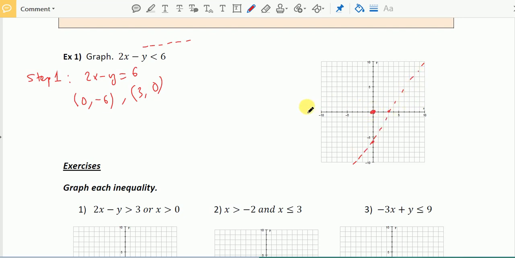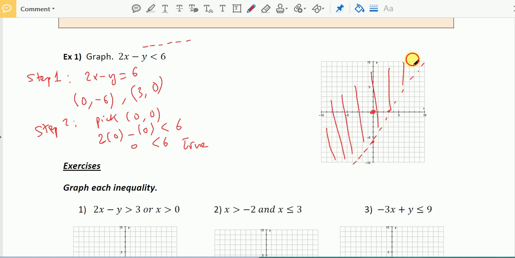The test point. So step 2, I pick the test point to be (0, 0). I plug it back into the original inequality. x is 0, y is 0. So I have 2 times 0 minus 0. Is this less than 6? The answer is 0 is less than 6. So yes, this is true. So I say the half plane that contains the test point. Okay, so that is the solution. The solution is this half plane.